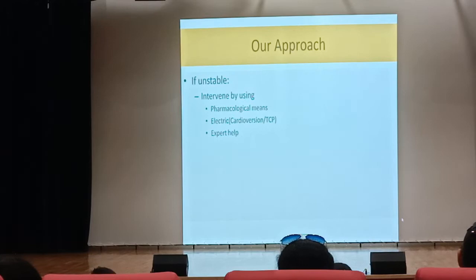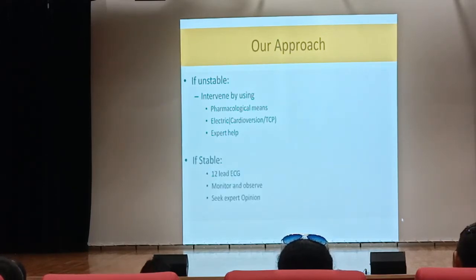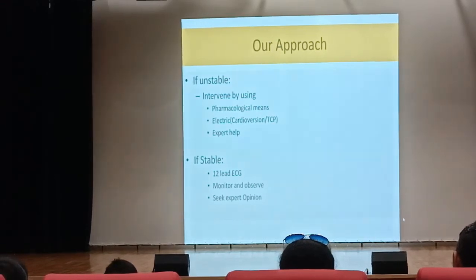So what should our approach be? If the patient is unstable, meaning the patient has signs and symptoms, and when we examine we find signs also, our intervention should be quick, by pharmacological means or by electrical means, and we should always seek expert opinion. If the patient is stable, keep monitoring the patient and get a 12-lead ECG done, because you now have time to think about what different diagnoses can be made, and then look for expert opinion. This is why, as an ACLS provider, we must be able to differentiate between stable and unstable tachyarrhythmias or bradyarrhythmias.